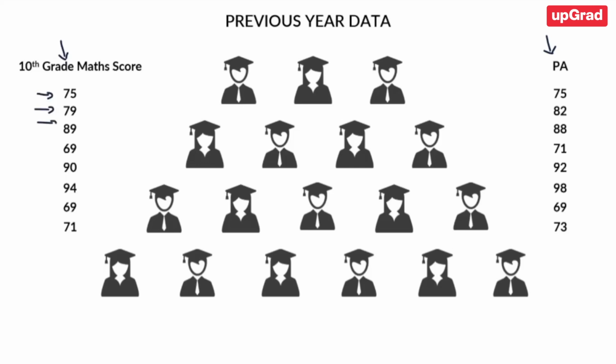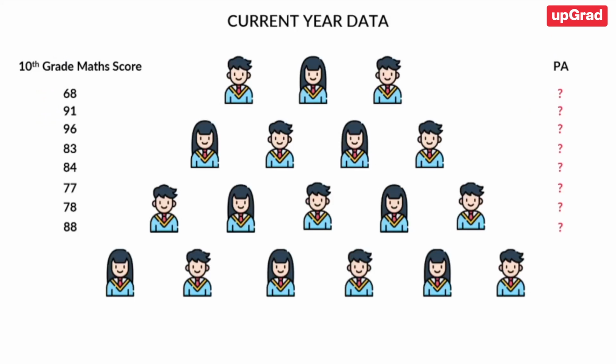So, we have the math scores and the corresponding predictive analytics scores for different students from the previous batch. What we want to do is, for the new incoming batch, given their math scores, we want to predict their scores in the predictive analytics course. The score might range from 0 to 100, and it will be a continuous numeric value. And what we want to do is to predict that value for different students. This is what the regression problem is all about: predicting continuous numerical values.